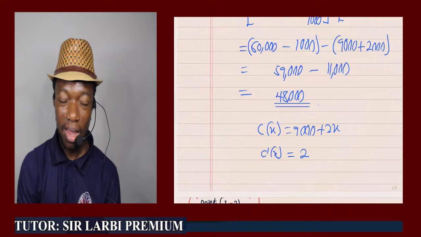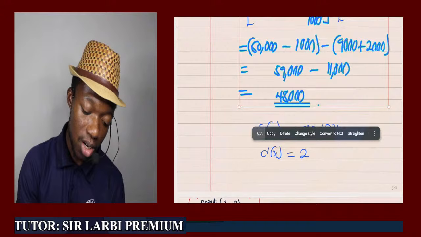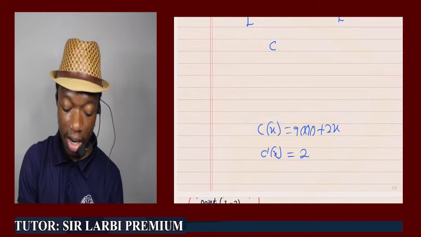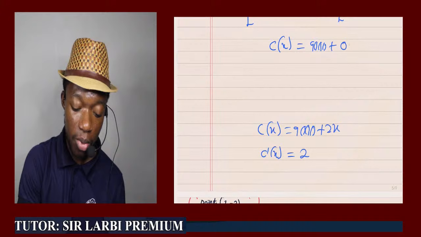But there are also instances where you'll be asked to find, let's say, the exact cost of producing a particular output. How do you go about that? Using the same case, let's now improve our cost function here. Let's say we have the cost function to be the same 9000, this time 9000 plus, let's say, 0.5x squared.